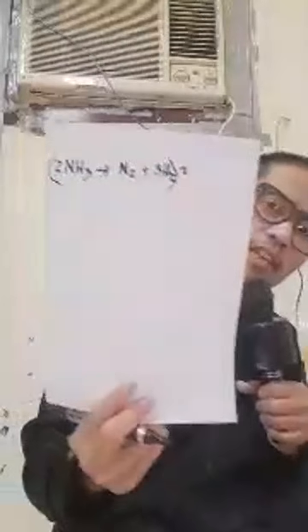Now, 2NH3, ammonia, equals N2 plus 3H2. Now, guys, you have to multiply this by 2. If you multiply this by 2, then you have to multiply the enthalpy, which is 92, by 2 also. So how much? 92 times 2. That is 94 joules.